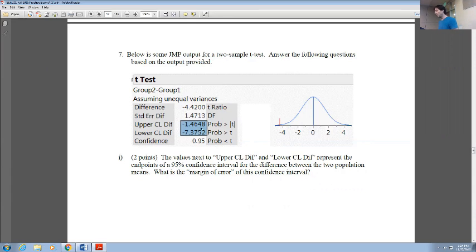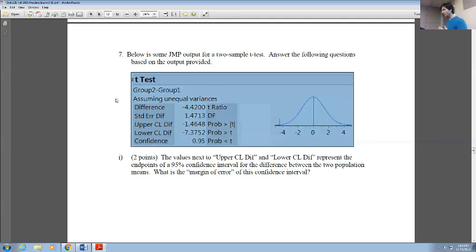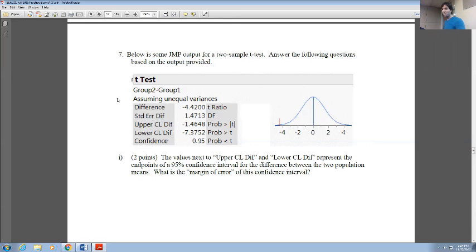So I am, and let's say it right here, I am 95% confident that the true difference between group 1 and group 2, right there, is contained in the interval negative 1.4648 to negative 7.3752. And now an important question right here that we sometimes ask, which group had the higher mean? So can you tell me, we only have one person in the class right now, I think, but which group had the higher mean?